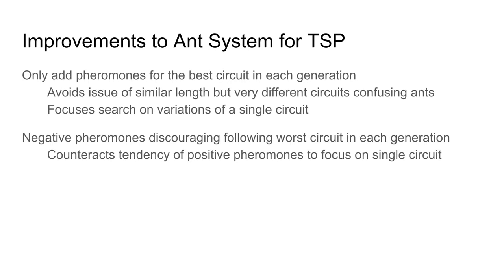However, focusing on a single solution introduces its own problem. The ants may be refining a local optimum that is much longer than the actual shortest path. This can be mitigated through the introduction of negative pheromones, which discourage ants from following edges. Negative pheromones are laid down along the longest circuit from each generation. The longest circuit from each generation is usually fairly similar to the shortest circuit due to the focusing effect of the positive pheromones, so this encourages ants to explore further afield for better circuits.